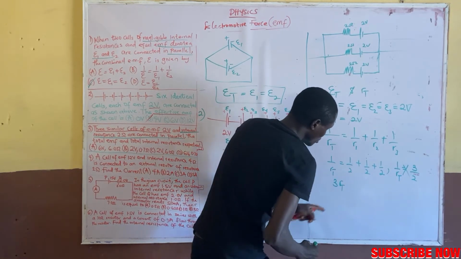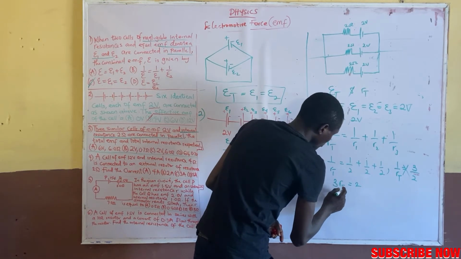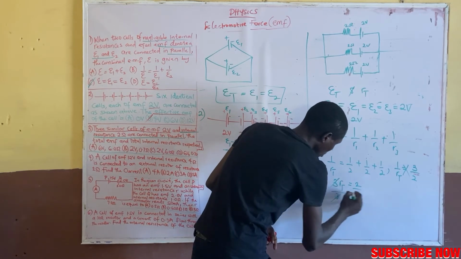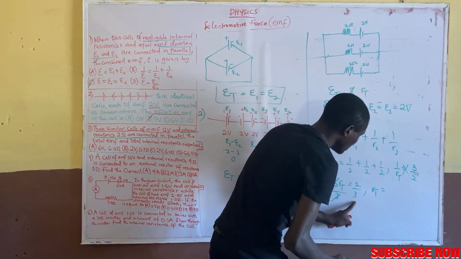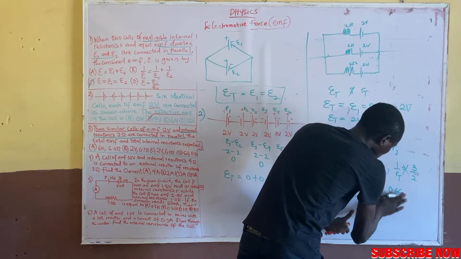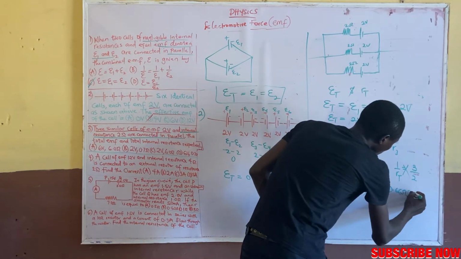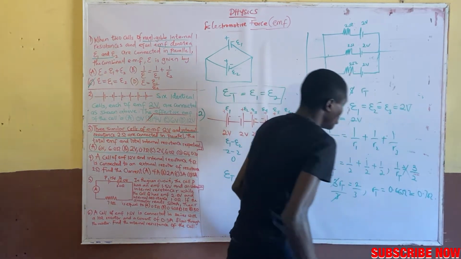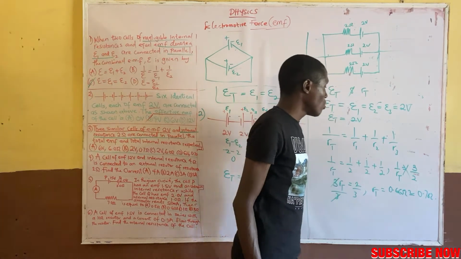3R subscript T is equal to what? 2. Now divide both sides by 3. We have 3 here, cancel 3. So the total internal resistance will be 2 divided by 3, which is equal to 0.66. Approximately 0.66 ohm, approximately 0.7 ohms.